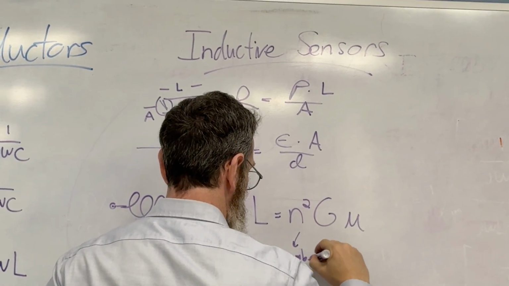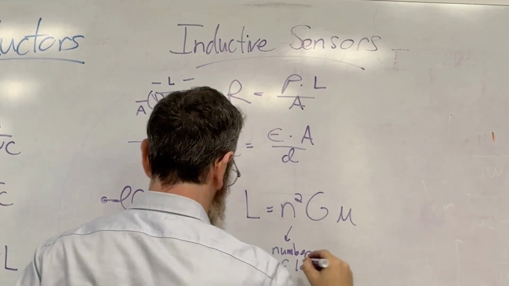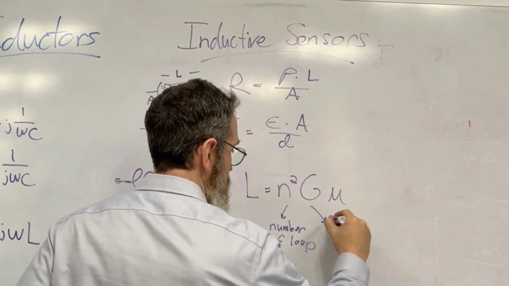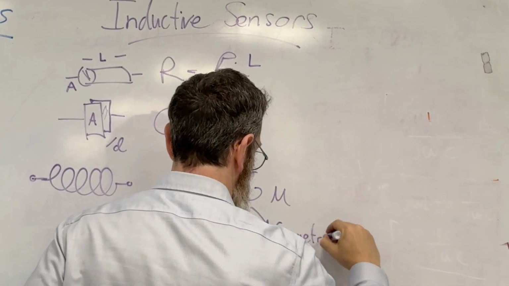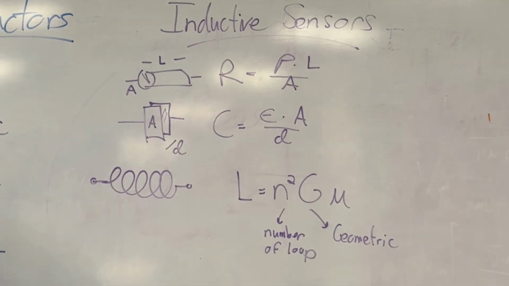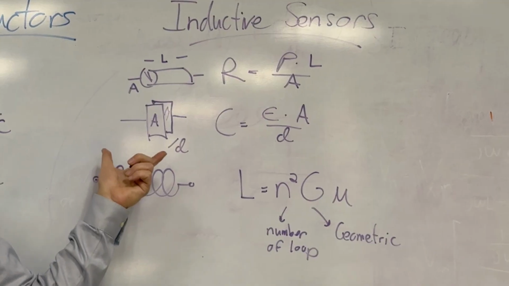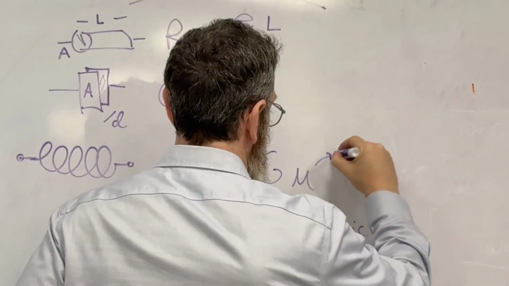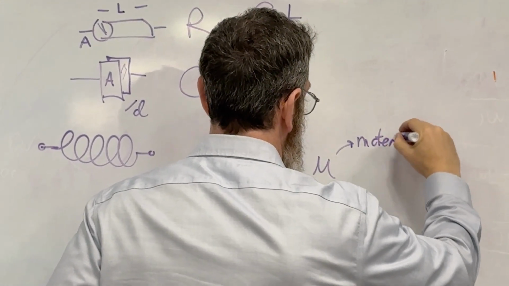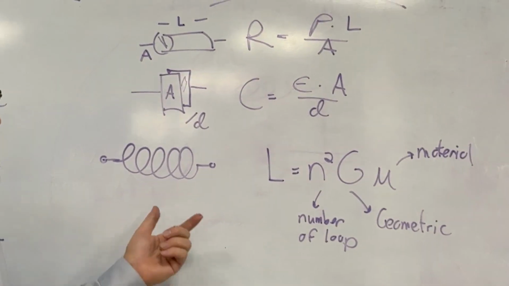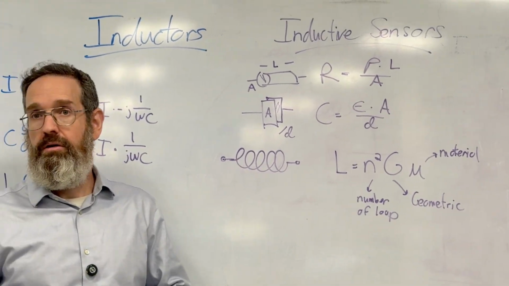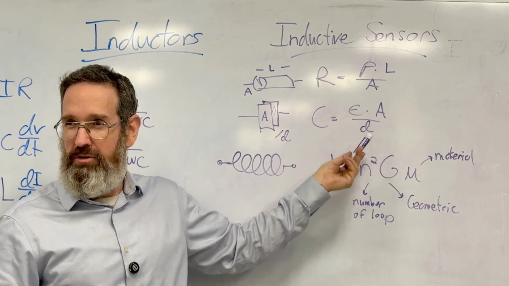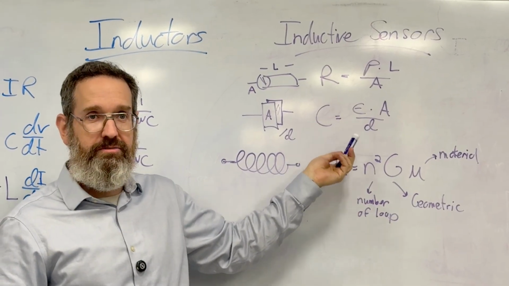the number of loops, because you'll notice it isn't one loop, it's several loops, right? G is a geometric factor that includes other things like how tight these loops are, how big the loops are. And U is a property of the material specifically that is inside the loop. Same thing, right? That's what I told you, the same thing over and over again. It's like the same song, different versions of it.